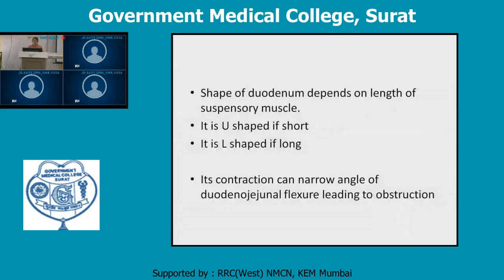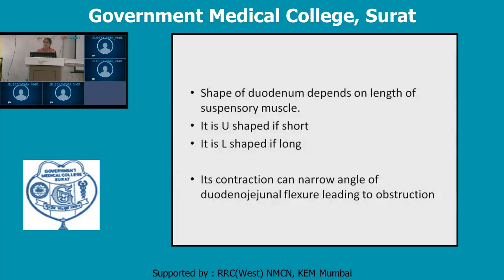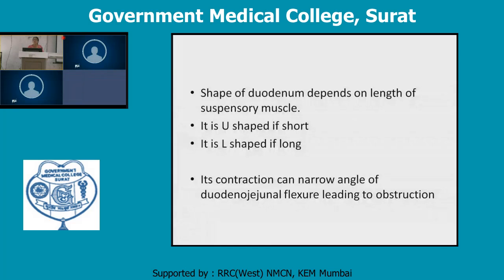Because of the contraction of this suspensory muscle, it can narrow the angle of the duodenojejunal flexure. If the fibers of the suspensory muscle are attached only to the duodenojejunal flexure and not supported by attachment to the third and fourth parts of the duodenum, then they can contract and lead to obstruction of the duodenum. So in some cases, this angulation can lead to obstruction of the duodenum. So this is about the ligament of Treitz, or the suspensory muscle of the duodenum.